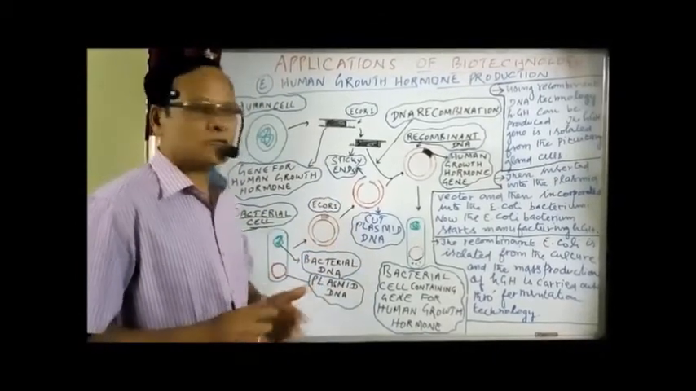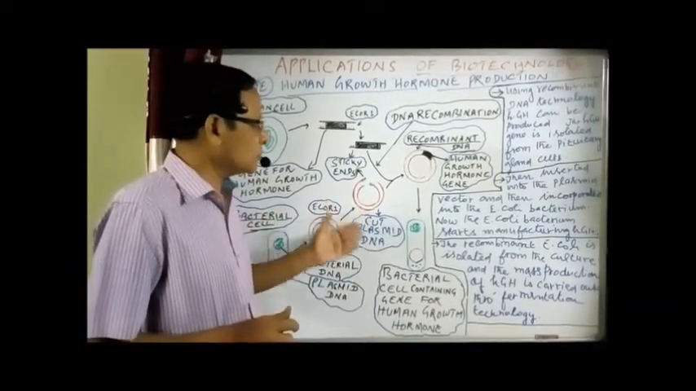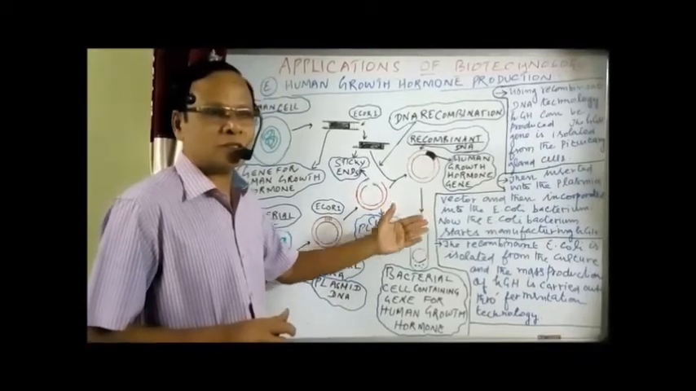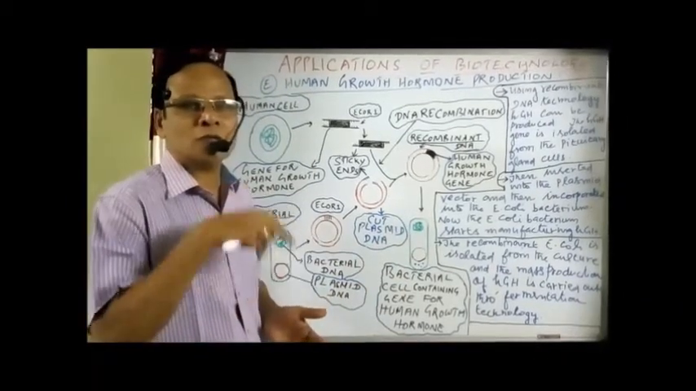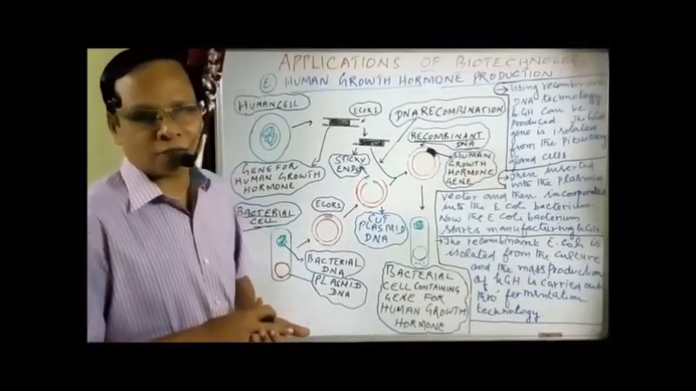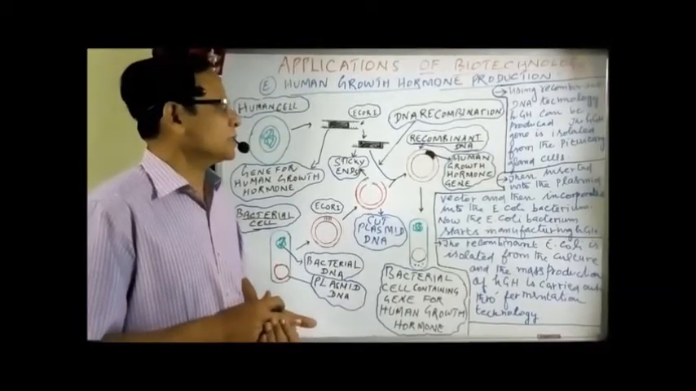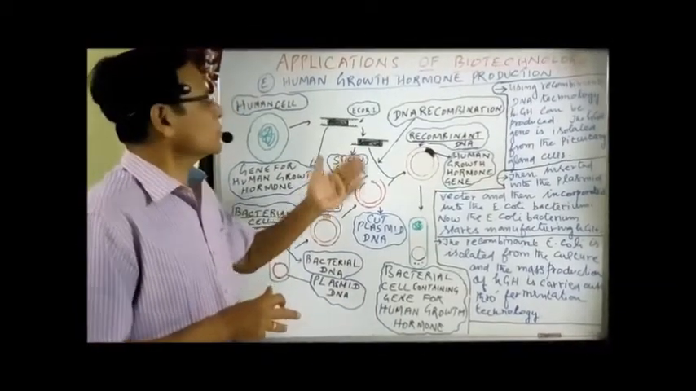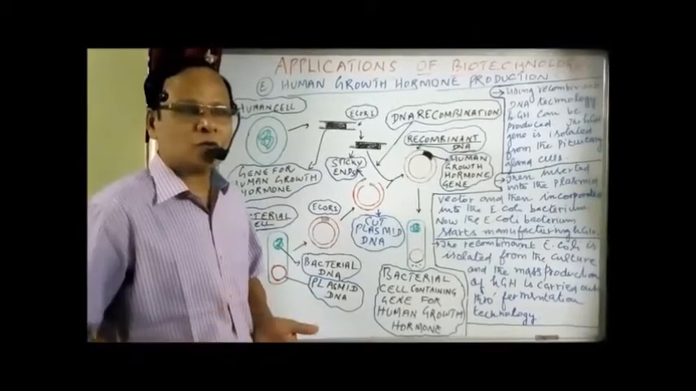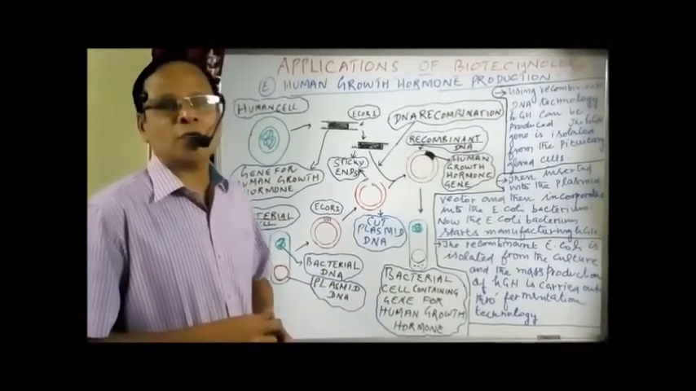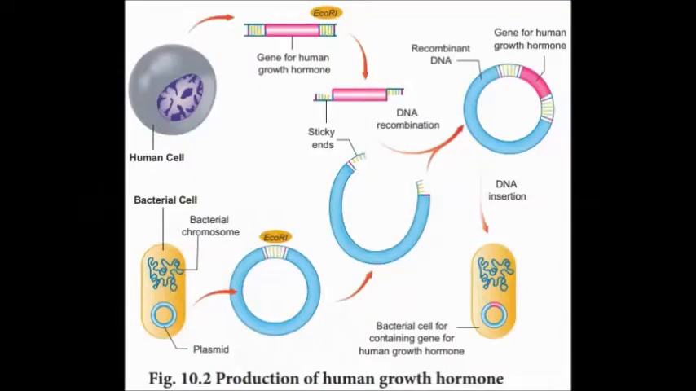Suppose the child is dwarf, then the hormone is administered or injected to promote growth, so the deficiency is rectified. Right. So that's about the human growth hormone. We have to go for the next one, the recombinant vaccines.